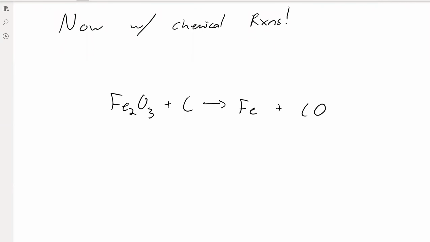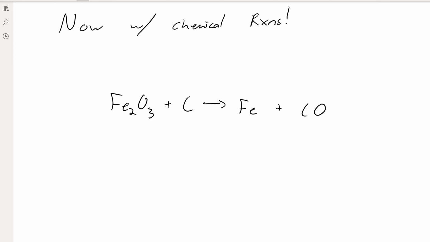All right, so let's just try the same process now. Instead of sandwiches, let's try with a chemical reaction. So what we have here is iron(III) oxide combined with solid carbon to form pure iron and carbon monoxide. This is oftentimes how they extract metal from the earth, right?